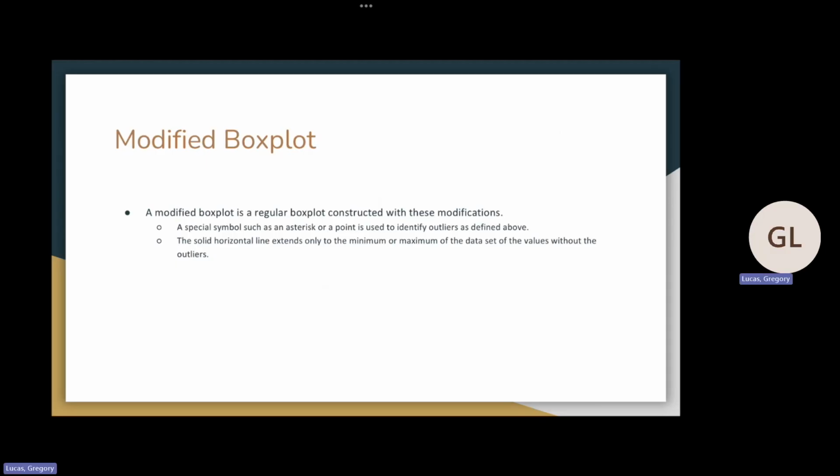To define the modified box plot, we're going to construct just a regular box plot with a couple of modifications. We use a special symbol to represent an outlier. So if the min or maximum value is an outlier, instead of drawing the line segment all the way out there, we're just going to put a star, and our minimum value will start at the first value that is not an outlier. So this solid horizontal line extends only to the minimum or maximum values of the data set, which exclude the outliers.